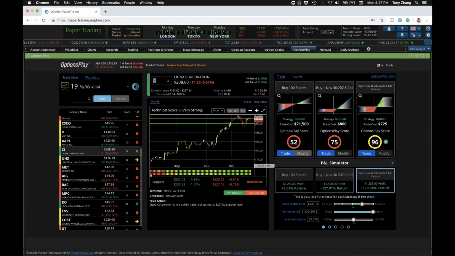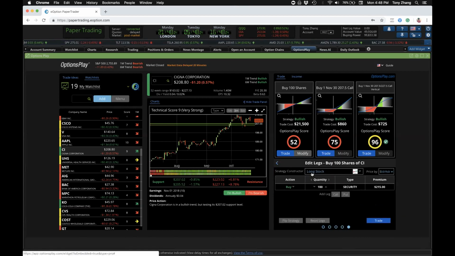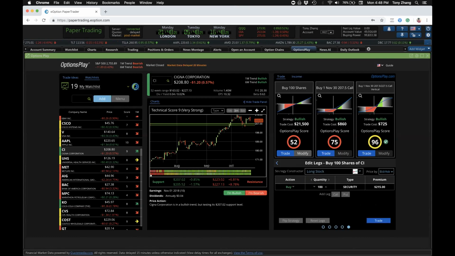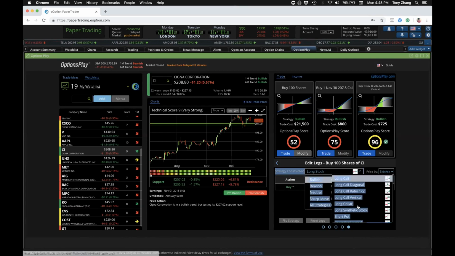Let's say I'm bullish on Signal, but maybe you don't think it's going to go up to 225 like we were talking before, but you think it might move up a little. Some of you that have some experience trading options know that there are other strategies you can take other than just buying a call or a call spread. You might want to look at alternative bullish strategies. That's where our strategy constructor comes in. You can click on modify for any strategy and use our strategy constructor to construct any of the more advanced strategies that we have.